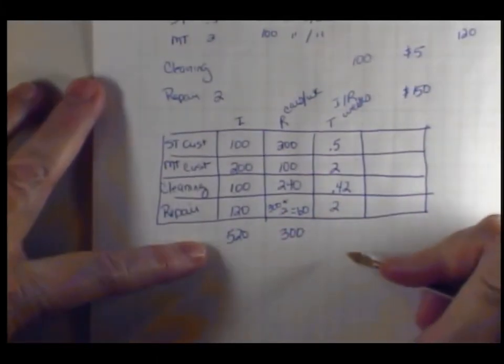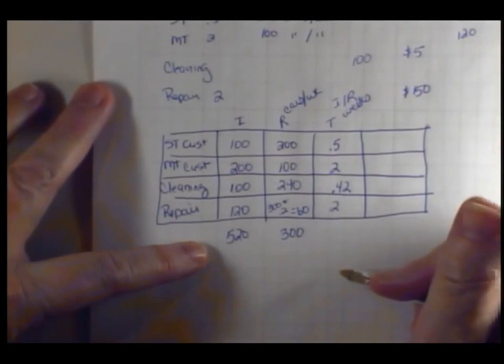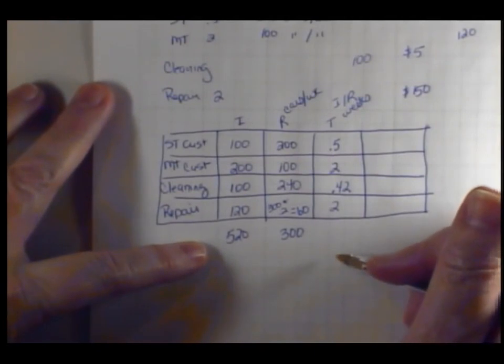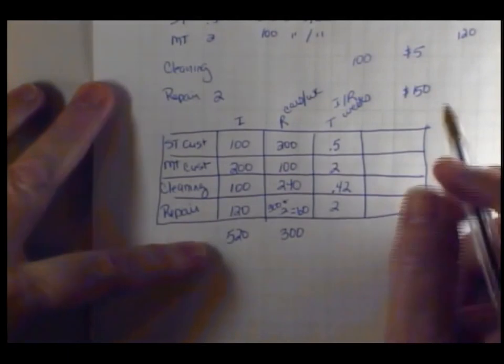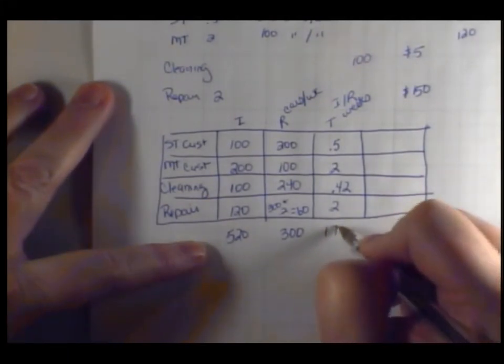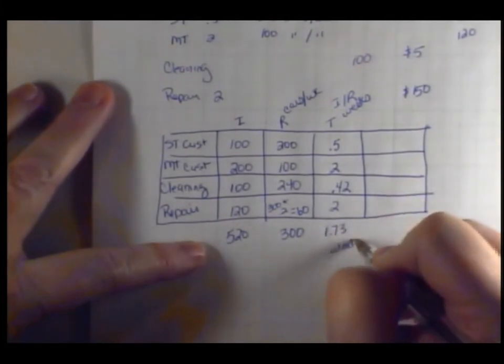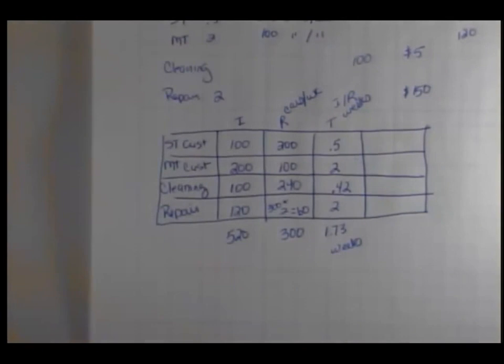And so I can figure my average flow time, if I wanted to say 520 divided by 300 is 1.73 weeks. So we've got throughput, inventory, and flow time identified at each stage. And then it says, well, what profit does cheapest earn per week with the current system?